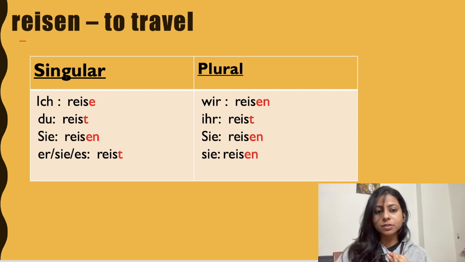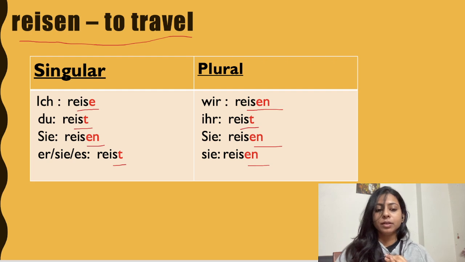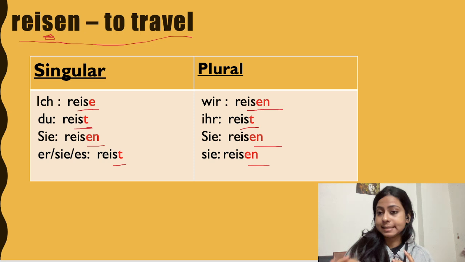Reisen. Reisen means to travel. Okay, so ich reise, du reist, er sie es reist, wir reisen, ihr reist, sie reisen and Sie reisen. So here the conjugation of du just takes the ending t and not st, since the verb stem already has an s here. Hence the ending of du takes only t and not st.